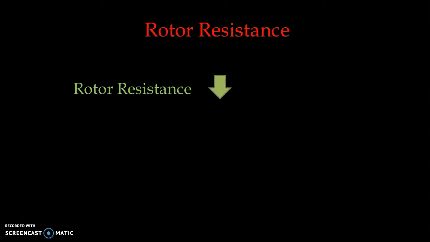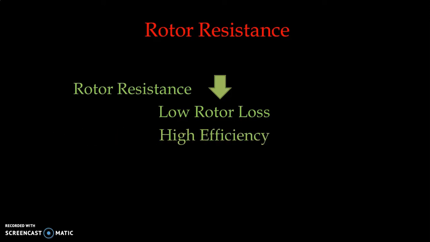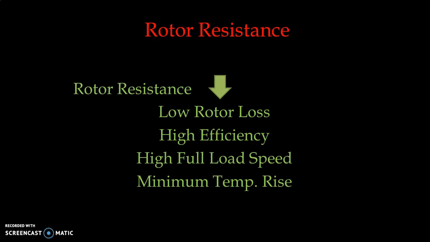So rotor resistance, normally it should be selected as low as possible, and we have a certain advantage that it will reduce the rotor losses and high efficiency. Because of less rotor losses, we have high efficiency, high full load speed, and minimum temperature rise. So these are the advantages of selecting a low value of rotor resistance.